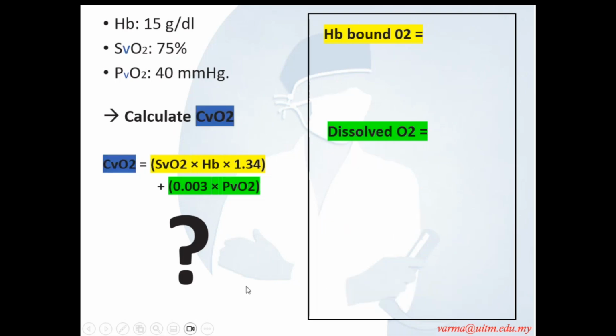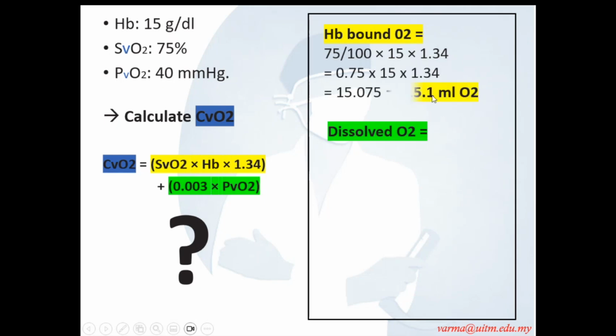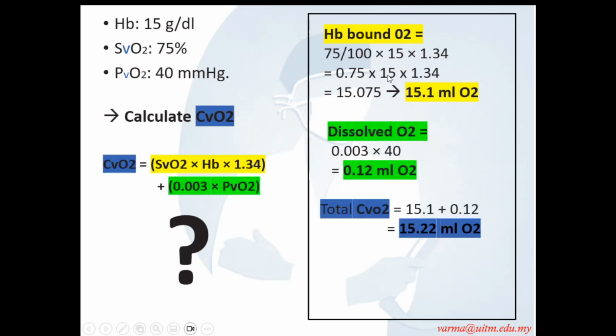So next, we do the venous blood gas. You take a venous blood gas from your CVL or anything. Hb is still the same, 15, but SvO2 is 75%. Your PvO2 is 40 millimeter mercury. We do the same calculation, 75 over 100 for your saturation, times 15 times 1.34. You get around 15.1 mL. Then dissolved oxygen is going to be even less because your PvO2 is only 40 millimeter mercury, 0.12. The total venous oxygen content will be 15.22. The contribution of the dissolved oxygen is just 0.7%.